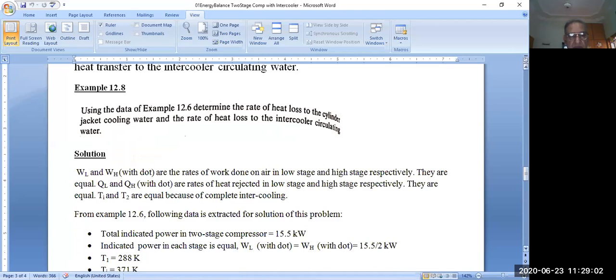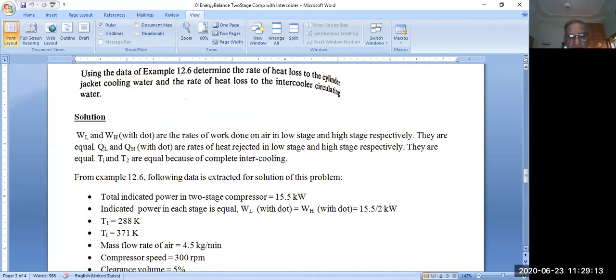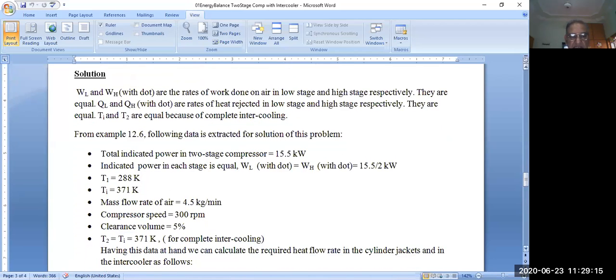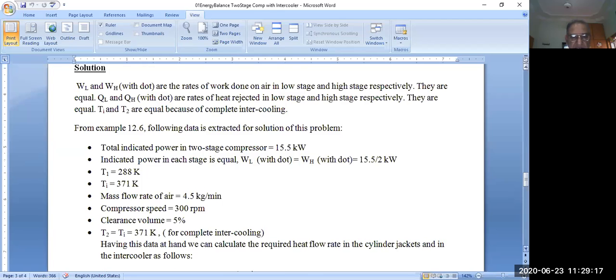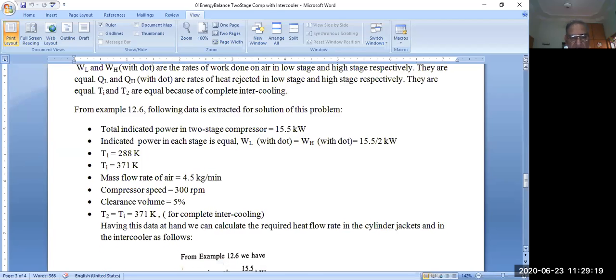Now, example 12.8 is using the data in example 12.6, determine the rate of heat loss to the cylinder jacket cooling water, and rate of heat loss to the intercooler. So here I have analyzed this. So previous example की जो सारा result outcome है वो यहाँ उसको repeat करना जरूरी है, because book में ये नहीं है. ये मैंने उसकी summary निकाली है. Example 12.5 का data हमें चाहिए, क्योंकि उसने repeat नहीं किया है.